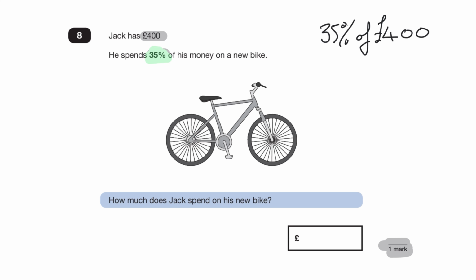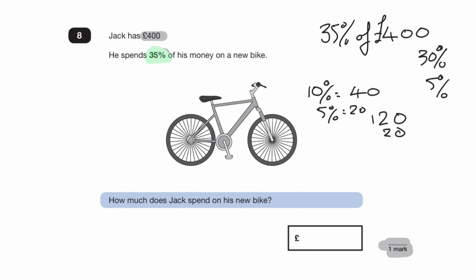35%. So again, finding 35%, we've done that already in a previous video, is just finding 30%, finding 5%, and adding it together. So 10% of 400 is 40. So I've got 3 lots of that, which is going to give me 120. And then 5% is obviously 20. So I'm going to add that on. So it ends up with 140. So how much does Jack spend on his new bike? He spends £140.